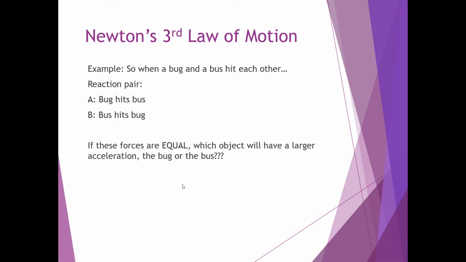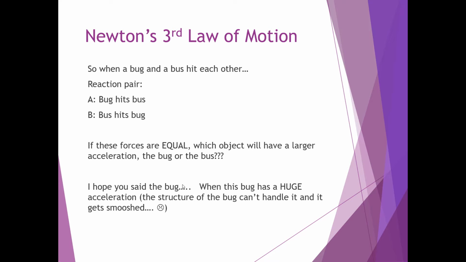So for example, when a bug and a bus hit each other, your reaction force pairs are: the bug hits the bus and the bus hits the bug. But if these forces are equal, which object is going to have a larger acceleration? Is it going to be the bug or the bus? Well, I hope you said the bug. So when this bug has a huge acceleration, the actual structure of the bug can't handle it and it gets smushed.